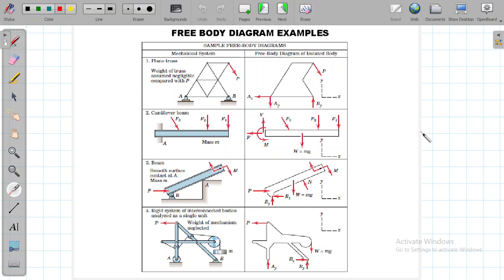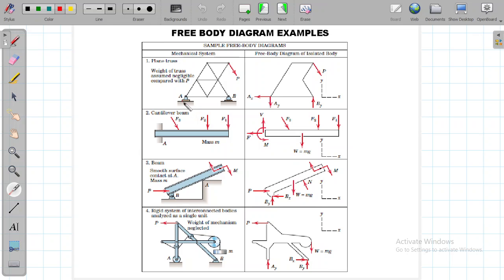After this, here are some practice problems which are solved correctly, so that your understanding may be further enhanced. Here they have given you a truss, and they say that the weight of the truss is assumed negligible compared with P. It means that the magnitude of force P is so high that the weight of the individual components of the truss is very small compared to the huge magnitude of this force P. So we will not consider the weight of these truss components.